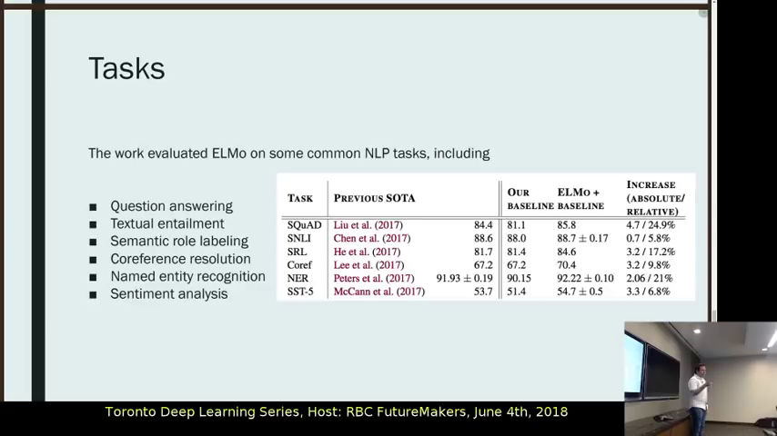I'm just wondering here, so right now they're using a bidirectional language model, but when we process language, we only have the benefit of one direction. So I was just wondering how much it would decrease the performance if you just took out the backward direction.